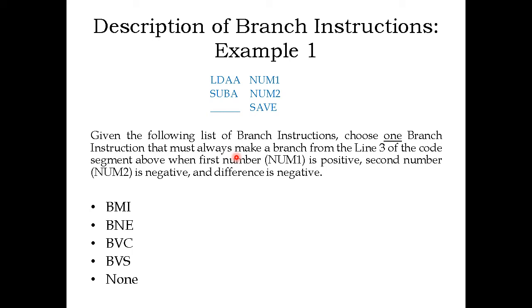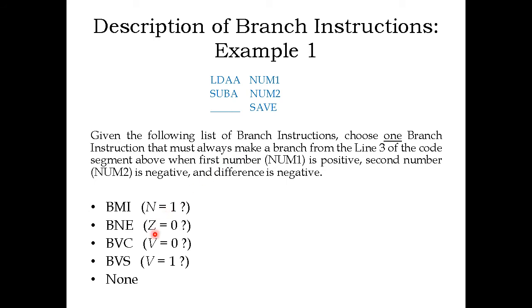Look at the first one, BMI. What is the condition for BMI? N equals 1, right? So it looks like it will always make. So BMI is one of the correct choices. Let me show you all the conditions. I actually listed all the conditions here so that you can see them. As you can see, BMI will always make, right?